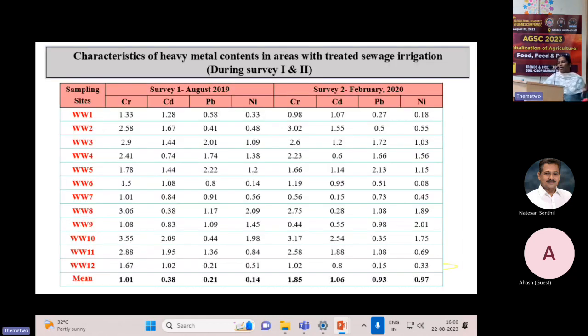And next, my focus is on heavy metal concentration. So this is also a part of my objective. For the heavy metal contamination, I concentrated on 4 heavy metals. Compared to the non-treated sewage irrigated site, the treated sewage irrigated site, though the heavy metal contents are within the permissible limits, can also create some harmful effects.